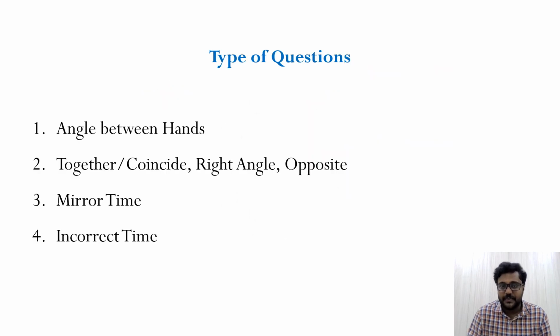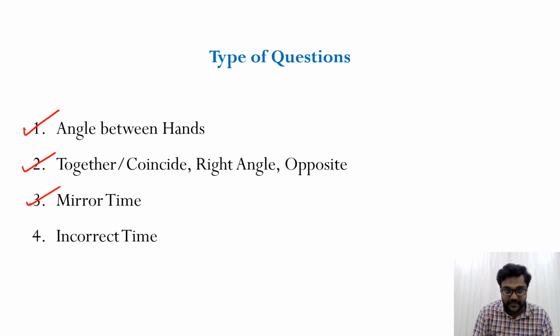This clock is representing 1 o'clock. The concepts we are going to learn in this topic are, first, the angle between hands, meaning the angle between the minute hand and hour hand. Next, together or coincide, which is when both the minute hand and hour hand coincide. Then when these two form a right angle, 90 degrees, when these two coincide, and when these two are opposite. This is regarding the minute hand and hour hand only.